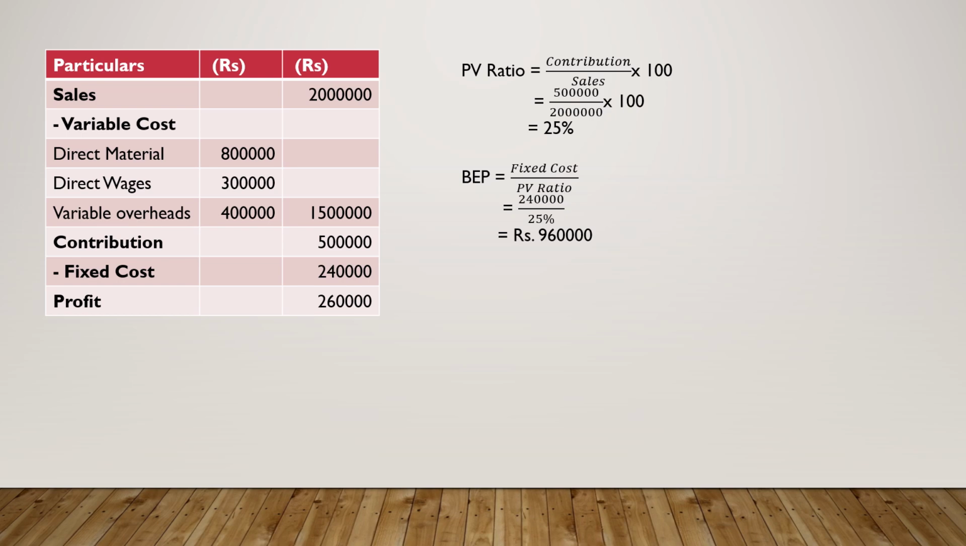It means when you do a sales of 9,60,000, your profit will be zero. So it is break-even sales.